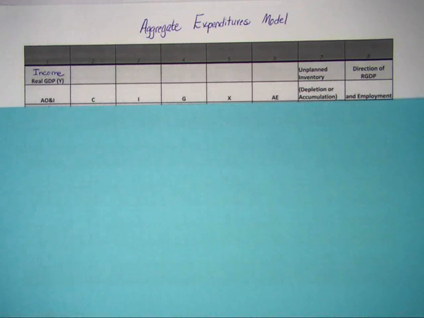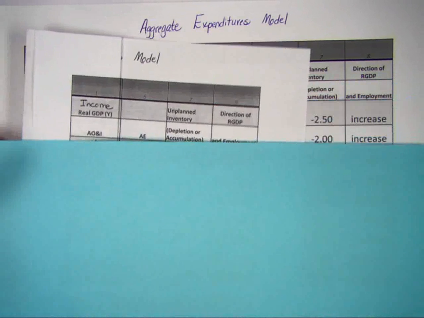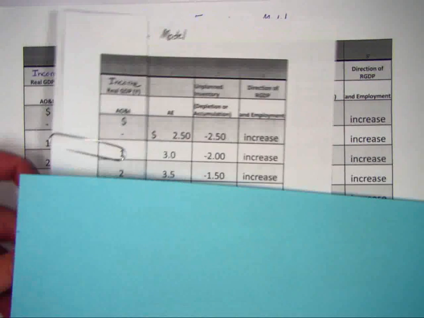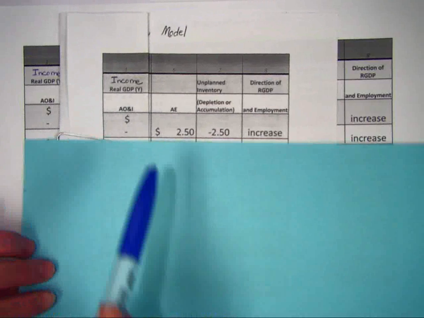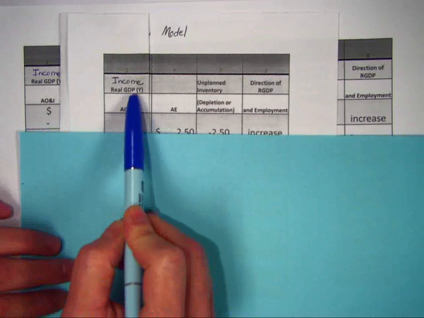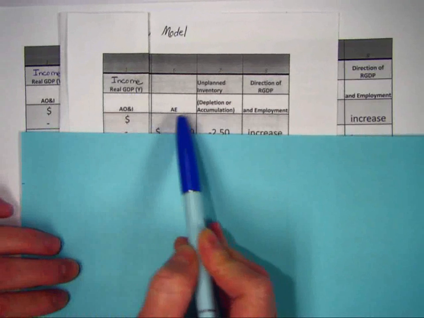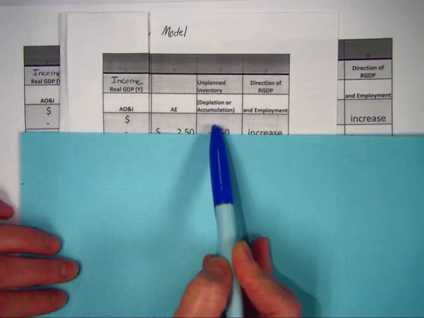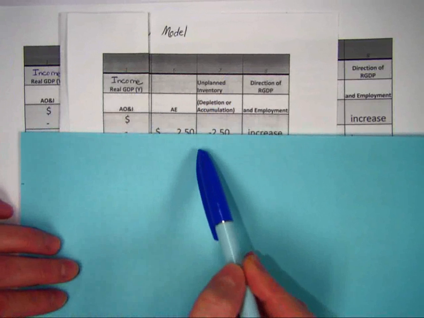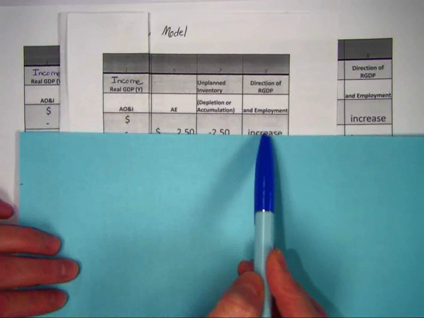So what I've done is I have just taken the table that I had and folded it in order to eliminate a couple of those columns, because what we're really going to be doing is comparing output to aggregate expenditures and identifying the impact that has on inventory. Is it being depleted or accumulated? And then what impact is that going to have on the gross domestic product and employment?